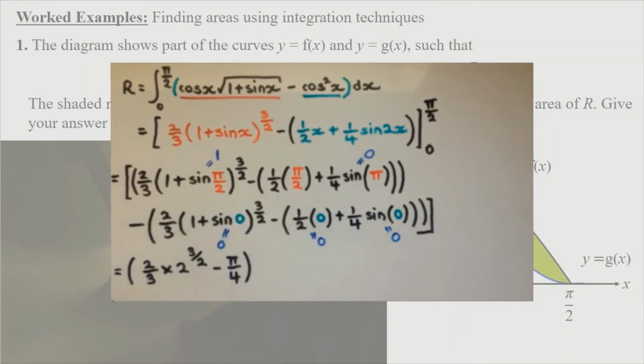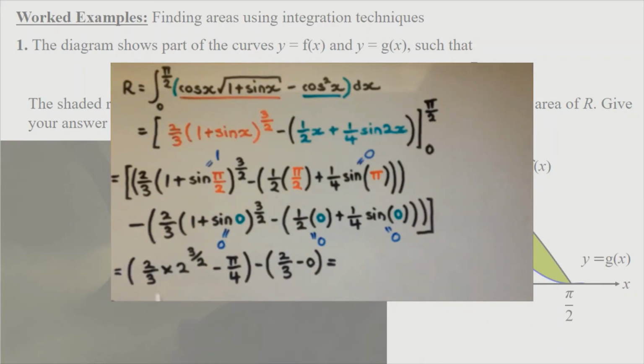Okay, and then I'm subtracting whatever's left in the lower limit. Now I'm going to have 2/3 multiplying 1 plus 0, so 1 to the power 3 over 2 is of course 1. Multiply that by 2/3, so I'm just going to be left with 2/3. And in the second part, zeros everywhere. So that's just going to be subtract 0. So to conclude, I'm going to have 2/3 multiplying 2 to the power 3 over 2.